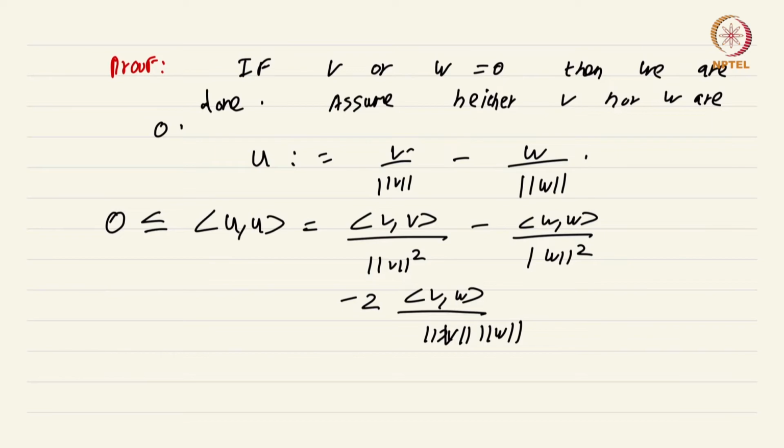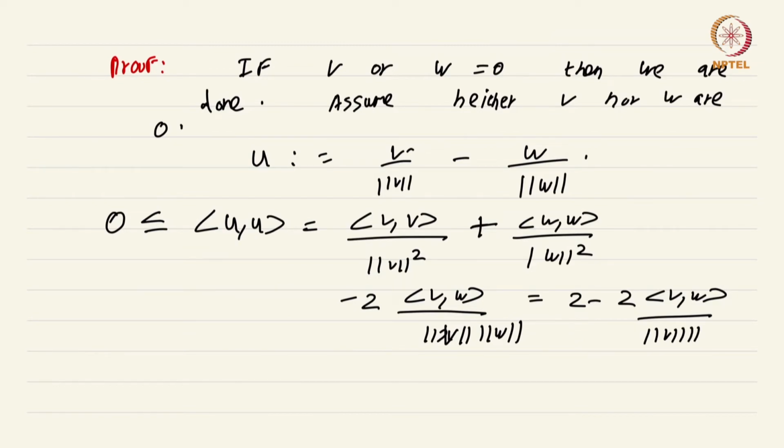and immediately you see that this quantity V inner product with itself is just norm V squared, and similarly this is just norm W squared. Okay, so I made a slight mistake. This is just plus, there's no negative sign here. So you will get 2 minus 2 inner product V with W by norm V norm W.